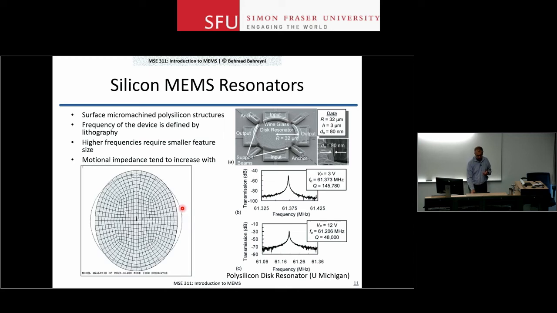Other types of MEMS resonators, as I said, they're usually very simple. When you look at them, they're symmetric. You want to minimize anything that can lead to losses. And a disk could be another object that you can use, and then different vibration modes can be selected.